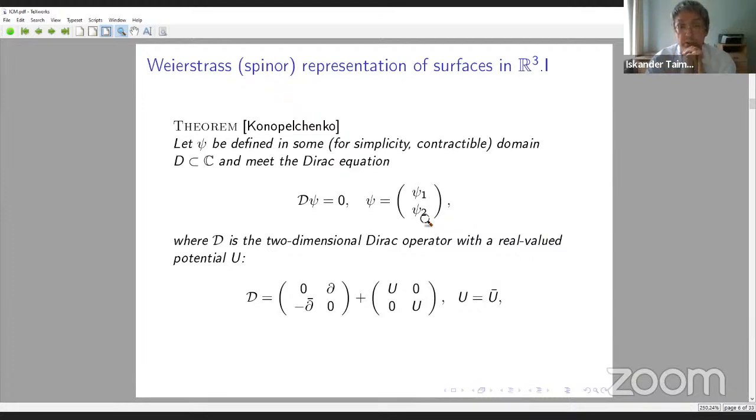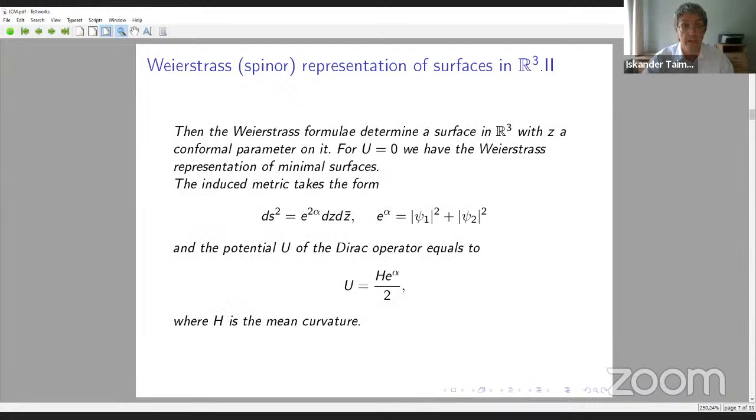And D is the two-dimensional Dirac operator with the real-valued potential U. This is two-dimensional; this is the free operator, 0 D, minus D bar 0. The D here means the derivation with respect to Z, and D bar is derivation with respect to Z bar. And U is some real-valued potential, which is defined in this domain D. Then the Weierstrass formula determines a surface in R^3 with Z a conformal parameter. For U equals 0, we have the Weierstrass representation of minimal surfaces. So this is just a generalization.